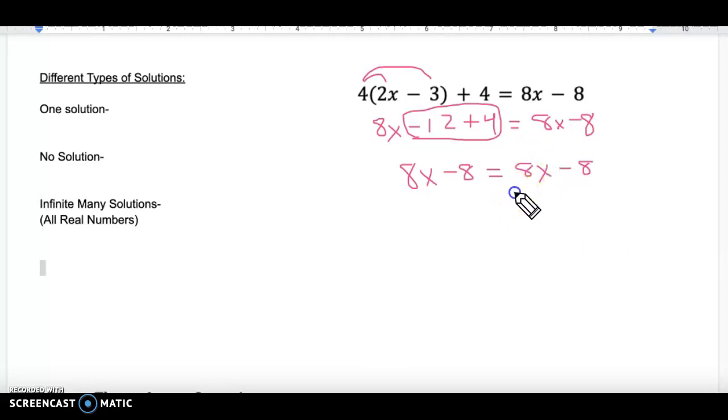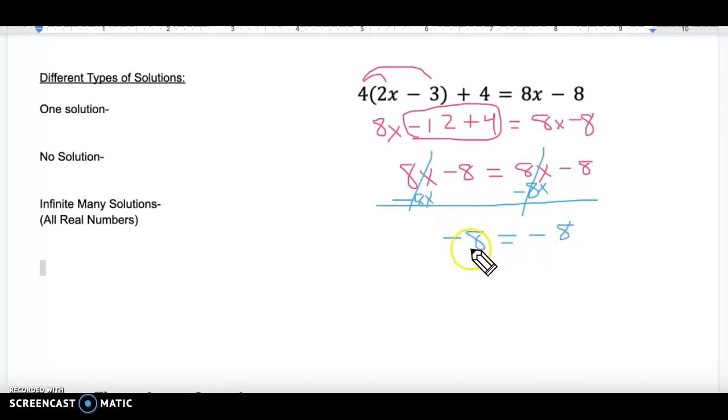I'm going to move this 8x over here by subtracting. Again, we want to show all of our steps. So even though we know that this is probably going to be infinite solutions, we want to keep going. So I'll cross these out because 8 minus 8 is 0. So I'm going to bring down my negative 8 on this side and my negative 8 on this side.